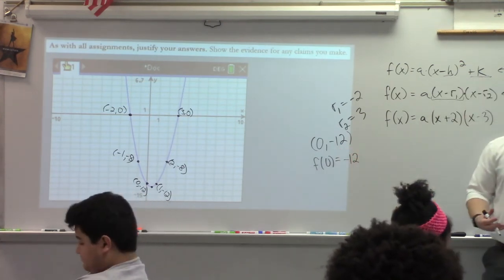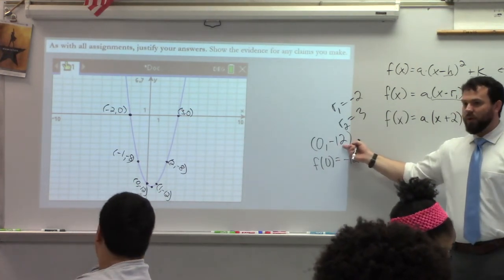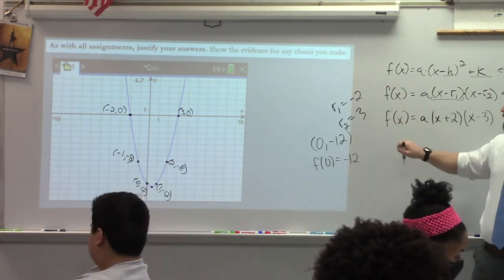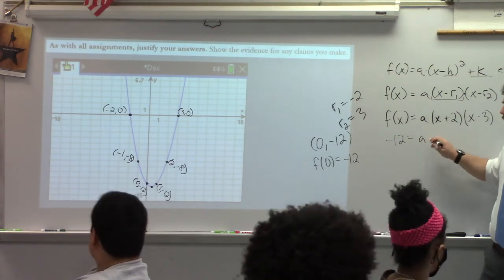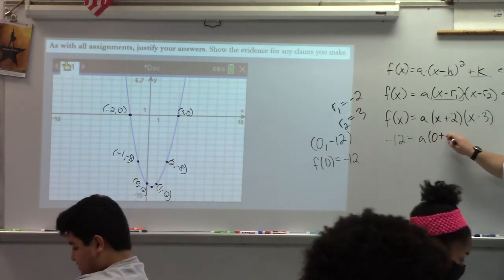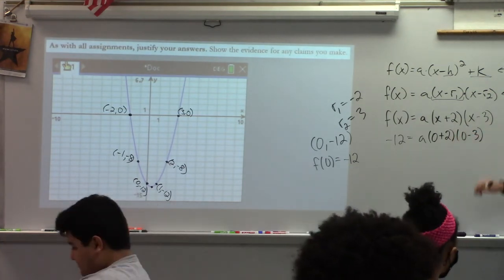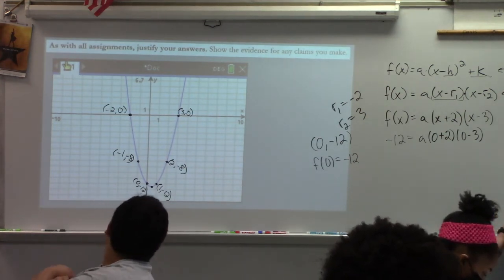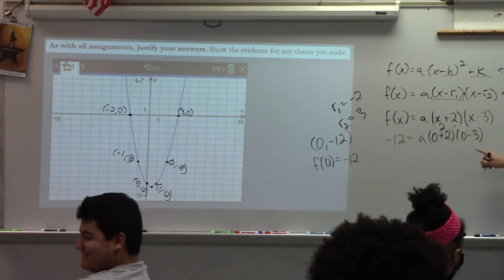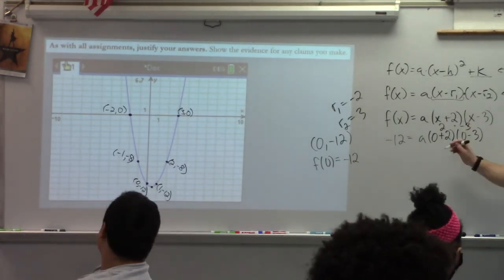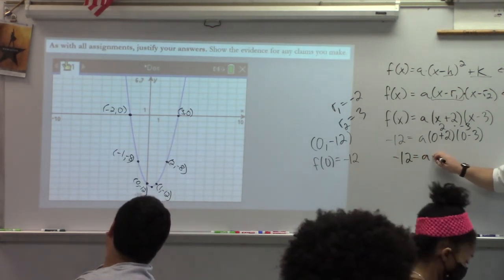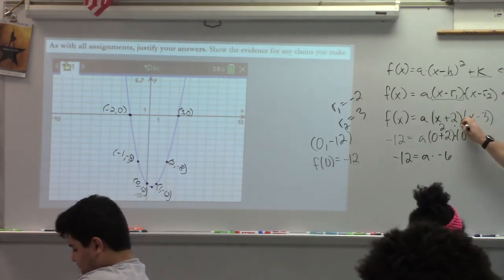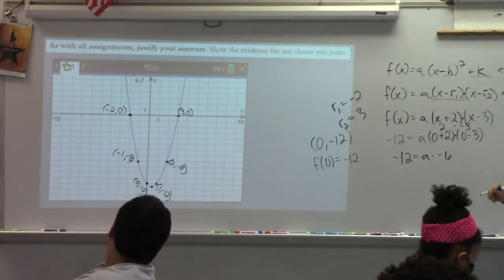We want to notice that function notation: f of 0 is equal to -12. That's just this point in function notation form. So what's going to be substituted in for this f of 0 for the f of x? Equals a times... Man, that's lovely, because what's 0 plus 2? 2. What's 0 minus 3? -3. So we want to notice all these things are being multiplied. So -12 is equal to a times -6. Be careful and remember, if you need to show the dot in between to indicate multiplication, okay? A times -6. Last step.